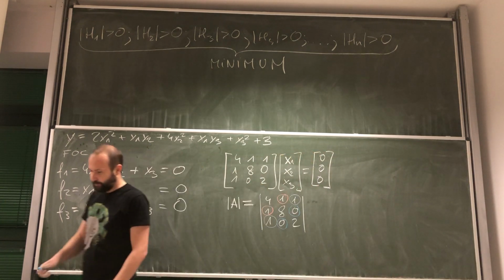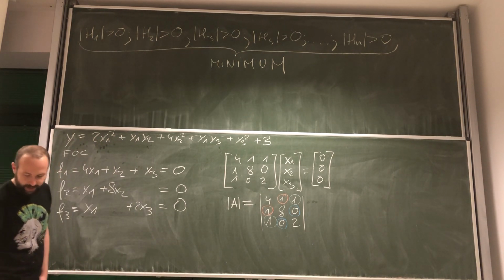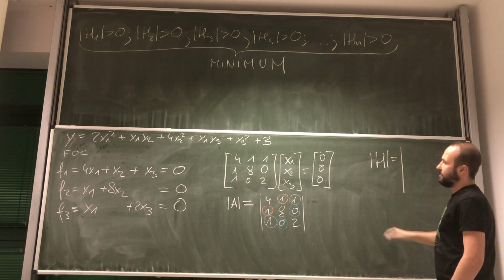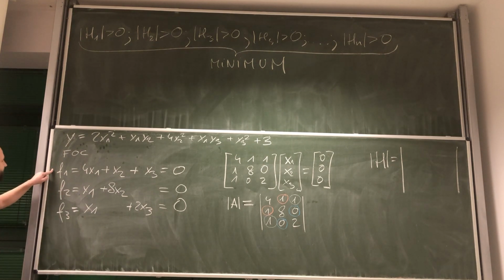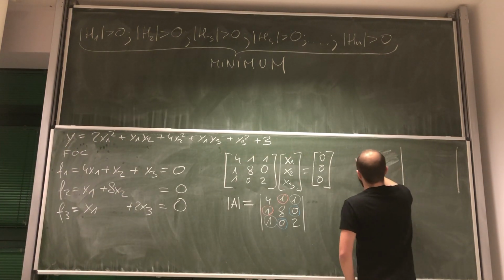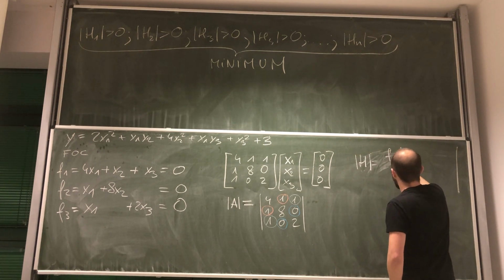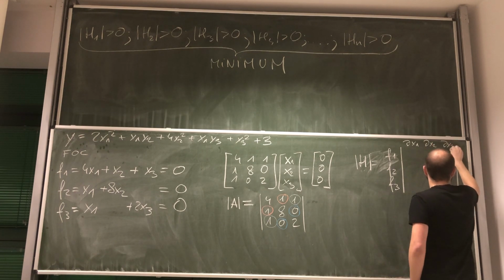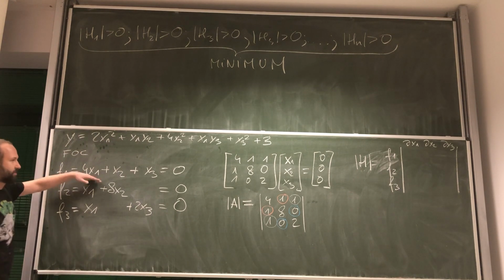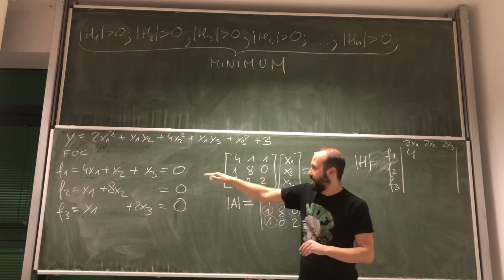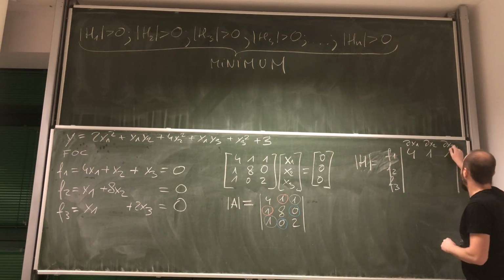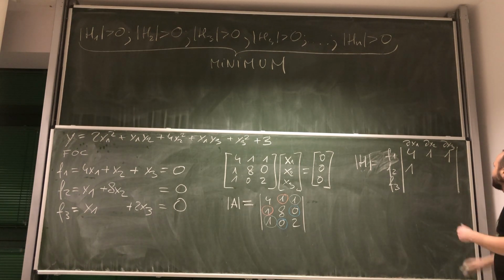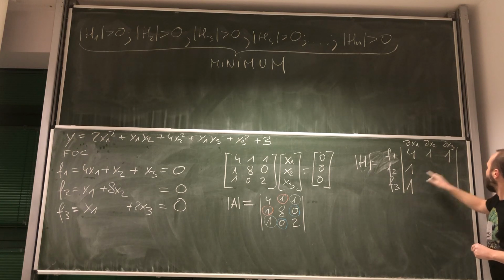But let's go further. Look, let's just say that I want to calculate now a Hessian for this case. So look, if I'm going to calculate a Hessian here, remember, here we have the first partial derivative, second, and third. And here we are differentiating with respect to x1, x2, and x3. So, let's do it. If I differentiate this with respect to x1, I'm getting 4. With respect to x2, I'm getting 1. With respect to x3, I'm getting 1. If I have 1 over here, I should have 1 over here. Remember, Young's theorem, Hessians are always symmetric.